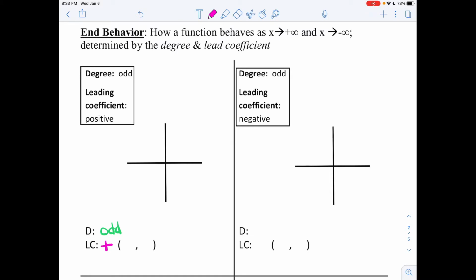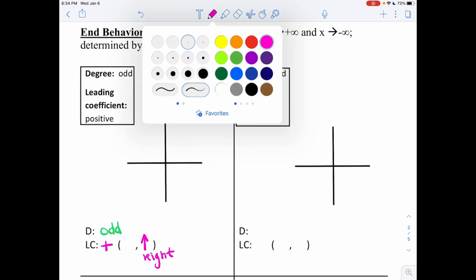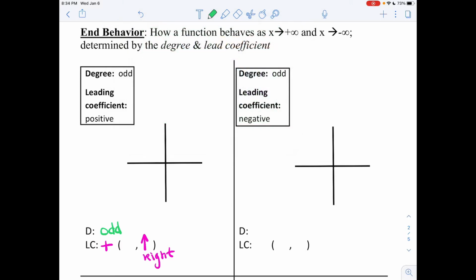remember, tells us that the arrow on the right hand side is going to go up. Remember that the leading coefficient always tells us what happens on the right hand side. The fact that our degree is odd tells me that the left arrow needs to be opposite. So the left arrow is going to go down to be the opposite of the right hand arrow.